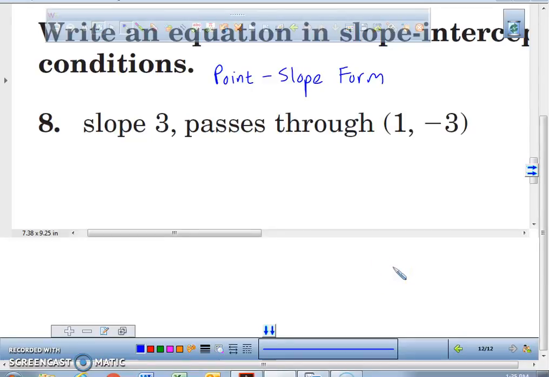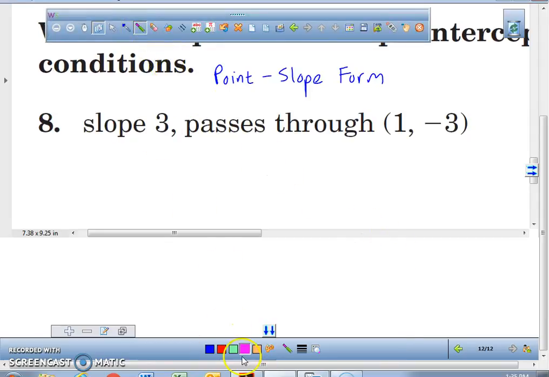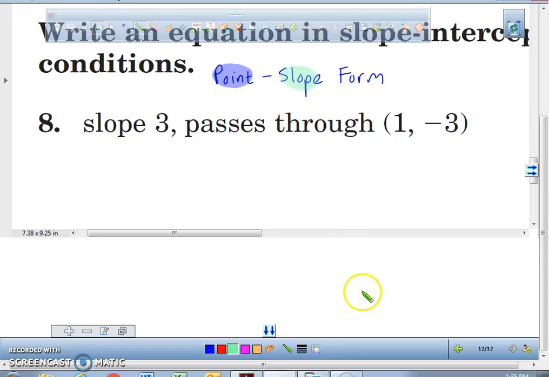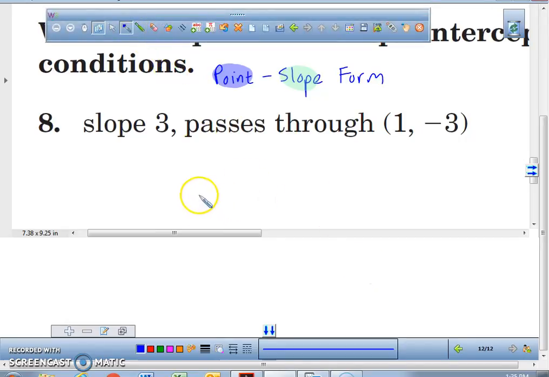about this thing called point slope form. Now, I'm going to give you a hint. I would only use this form if you have this thing called a point and if you have this thing called a slope. So only use this if and only if you have a point and a slope. So here's the formula. Ready?